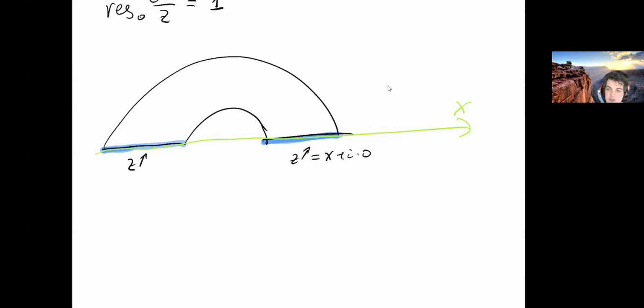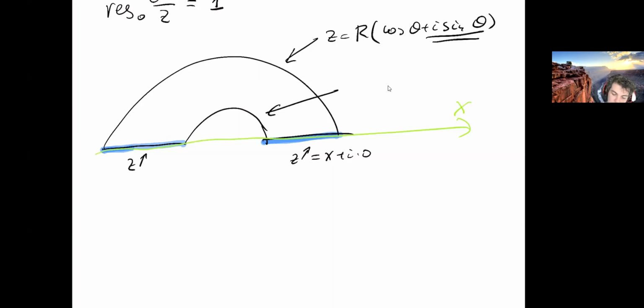So when we're on this part that's highlighted in blue, z is real. Nowhere else is z real. So on this circle, z is not real. On this circle, z looks like r times cosine theta plus i sine theta, and this imaginary part is not 0. On this circle, z looks like epsilon times cosine theta plus i sine theta, and it is not real again. So the only two places where z is real are highlighted.